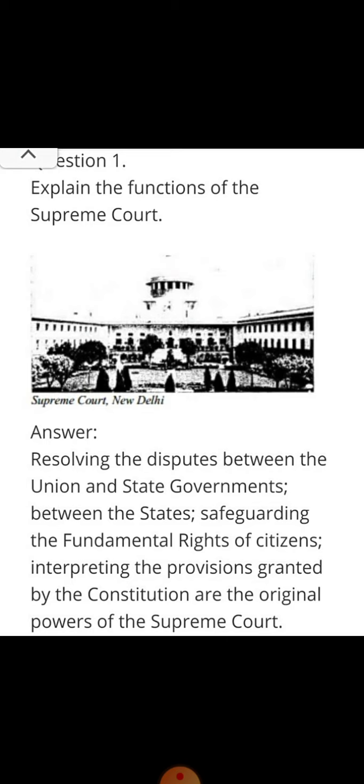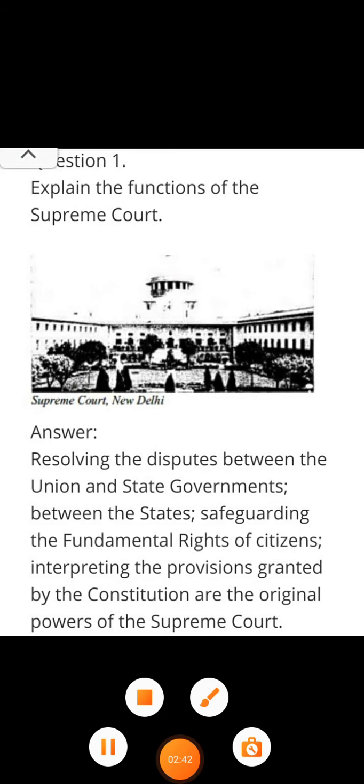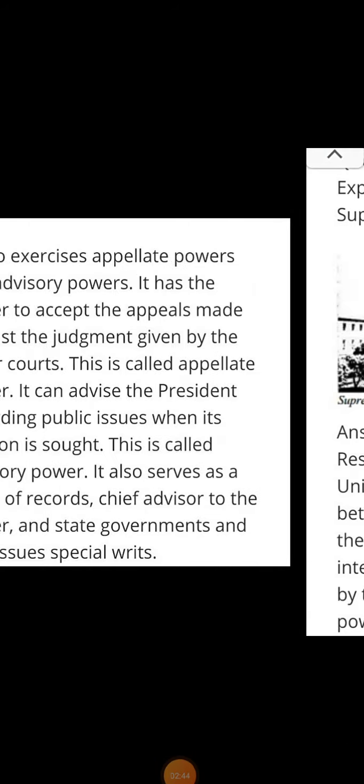So children, one example I would like to tell you here. The dispute that took place between Karnataka and Tamil Nadu regarding the Kaveri river. Okay, so this dispute was sorted out by the Supreme Court. Okay children, so along with this, it is going to save the fundamental rights of the citizens, interpreting the provisions granted by the Constitution are the original powers of the Supreme Court. Okay, so we'll move forward here.